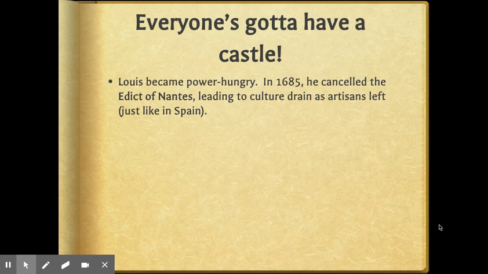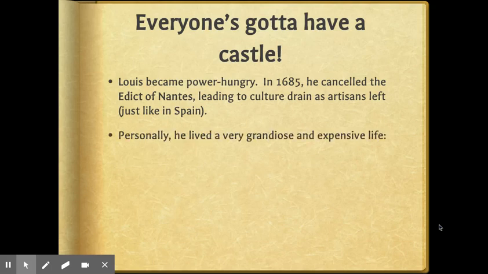So the first thing he wanted to do was cancel the Edict of Nantes, right? Oh, religious tolerance. We don't need that. That was what was needed 100 years ago. We're good now. Well, no, not really. The artisans who were Huguenots were fearful that he was going to come after them. So a lot of the Huguenots just run away. They just leave. So now you're going to have a drain in that regard.